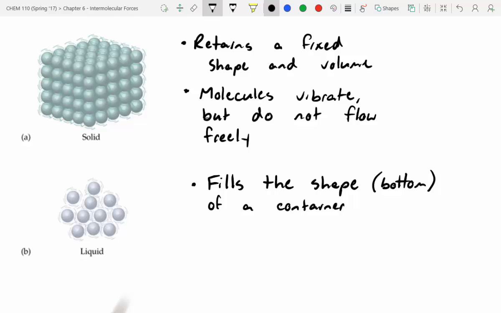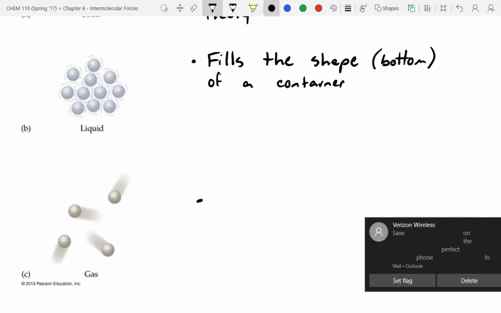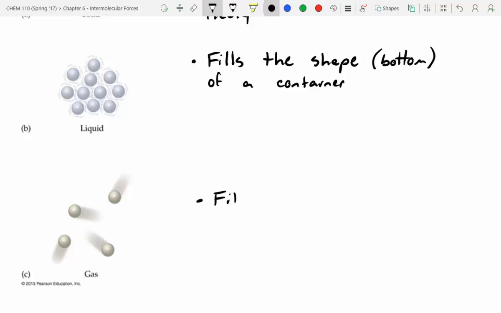All right, and then last but not least, we've got gas. How do we define a gas? Yeah, it fills the entire volume of whatever it's in, right? So a liquid only fills the bottom. This will fill the entire volume of a container.